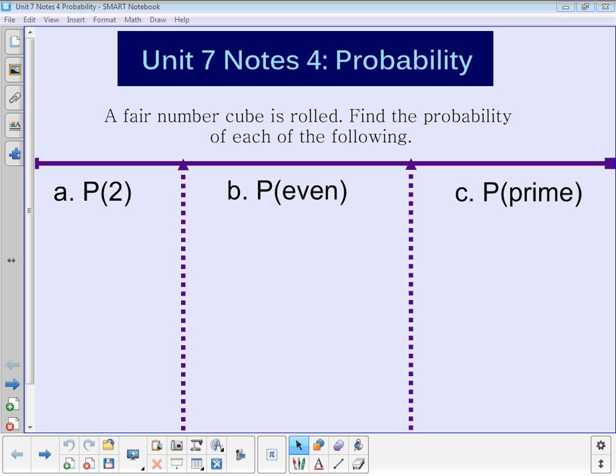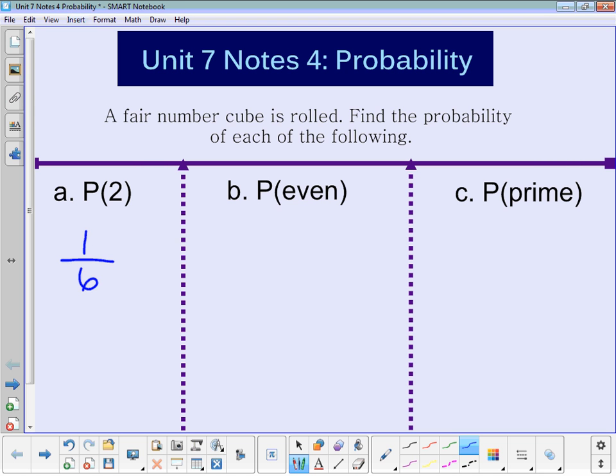At the top, we're just going to do a basic review of what probability is. Let's say we roll a fair number cube, a die, and we're going to find the probability of each of the following. Remember that on a fair number cube, there are 6 possibilities, numbers 1, 2, 3, 4, 5, and 6. So what's the probability of getting a 2? There's one way that you can get a 2 out of 6 ways total, so your probability is 1/6.